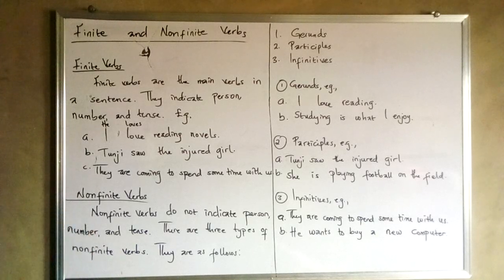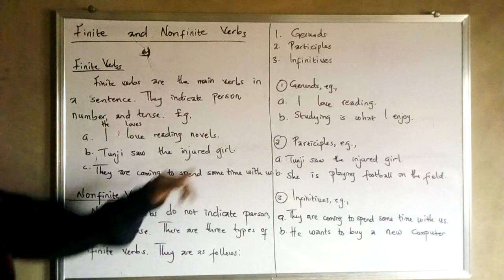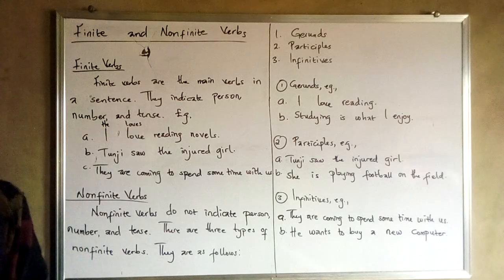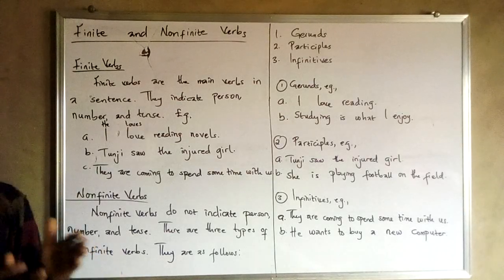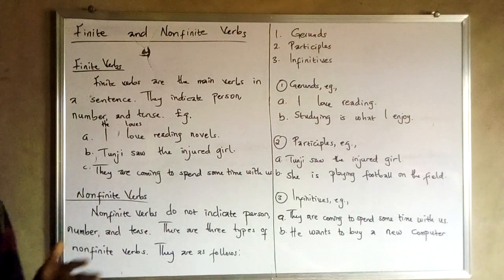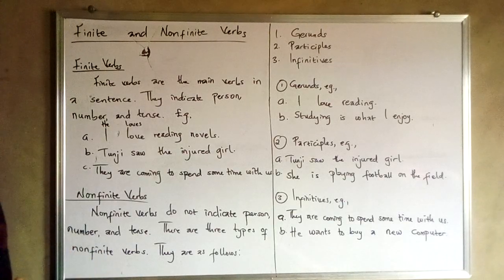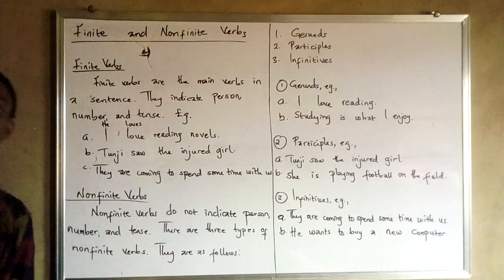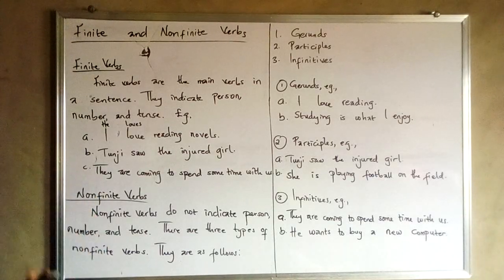Once again, finite verbs are the main verbs in a sentence. They indicate person, number, and tense. What we mean by person here is actually the type of pronoun involved. In the pronoun, we have three different types of person: first person pronoun, second person pronoun, and third person pronoun. And when we have a verb agreeing with each type of person in the sentence, we consider such a verb to be a finite verb.